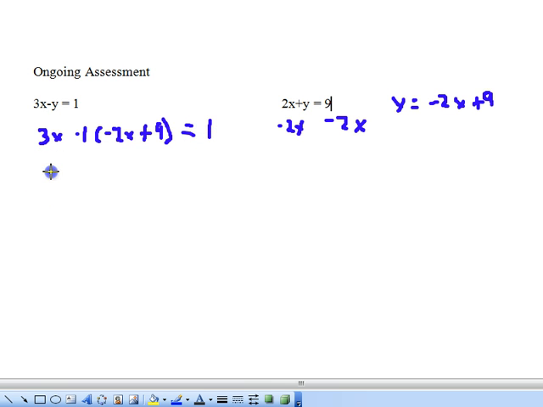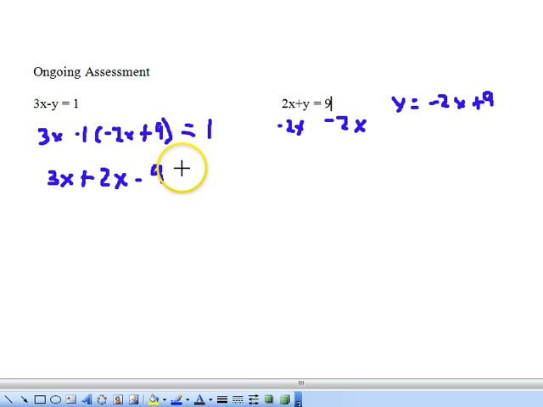Okay, and then 3x. Okay, and then we got to figure this out. We got to multiply this 1 into these two numbers. So -1 times -2 is +2. So 3x plus 2x. Okay, and then -1 times 9 is -9.